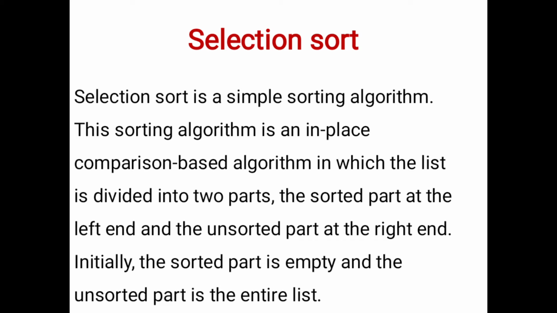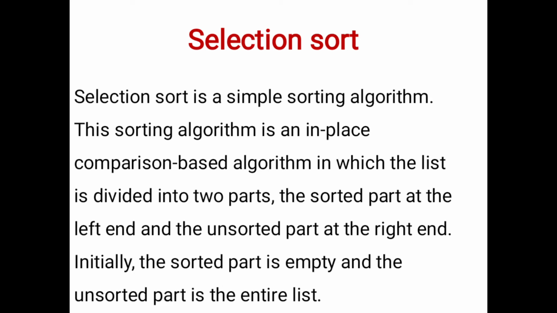Okay, so in the first process, the given list is divided into two parts: the sorted part at the left end and the unsorted part at the right end. So the two parts are, one is the left end of the list, and the other is the right end. The left end is sorted elements, and the right end is unsorted elements.